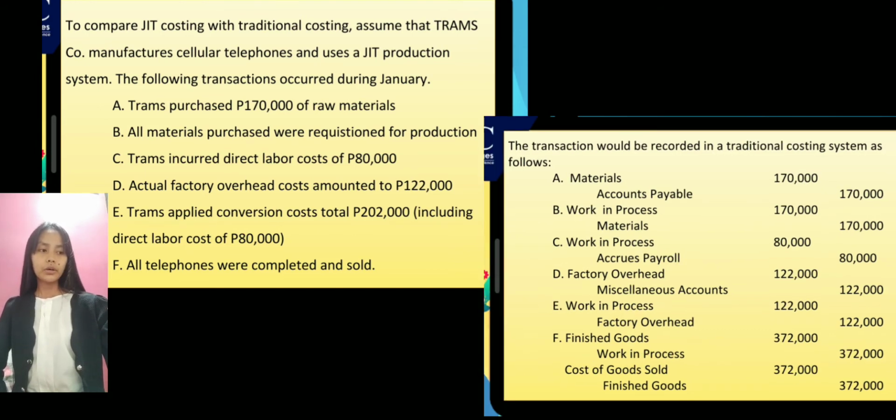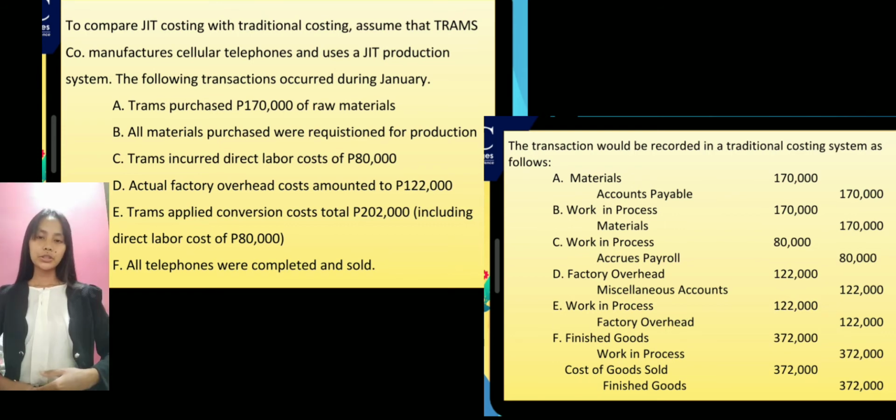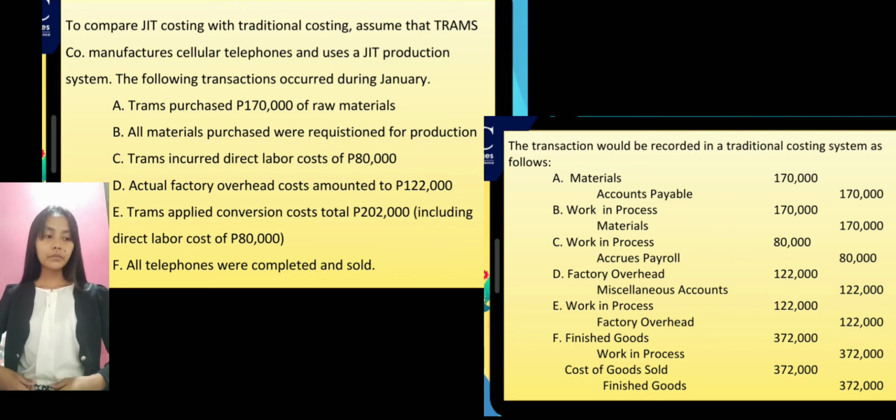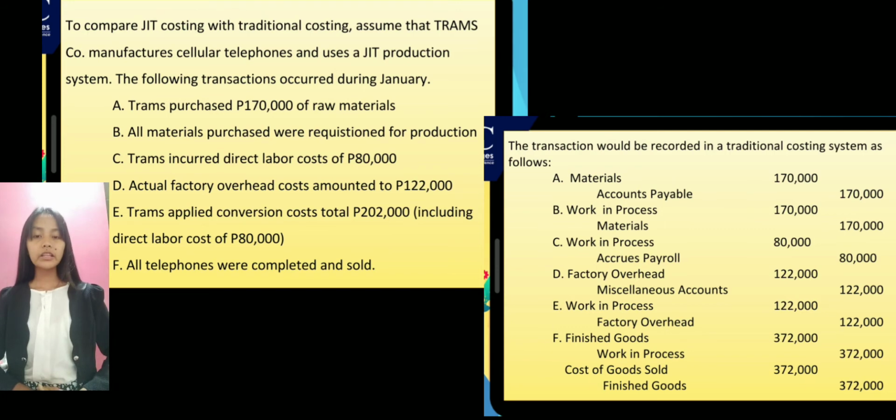So, we are going to debit work in process 122,000 and factory overhead of 122,000. So, we are down now here in our last transaction. Letter F. All telephones were completed and sold. So, it means natapos na daw po yung production at natapos na ang paggawa ng telephones at naibenta na din po lahat ng telephones na natapos in the previous transactions.